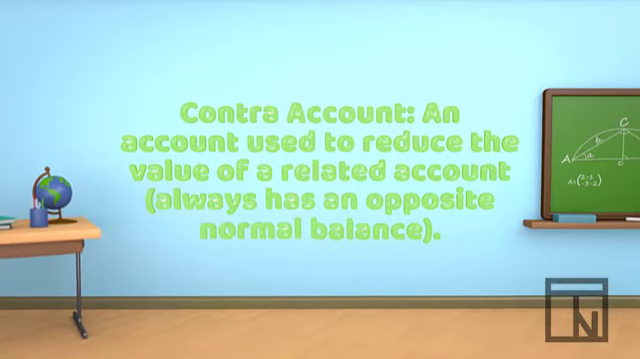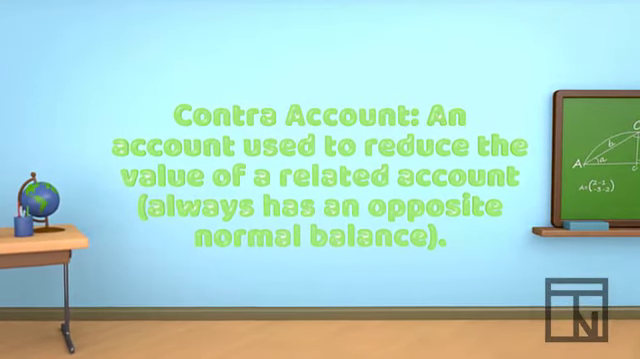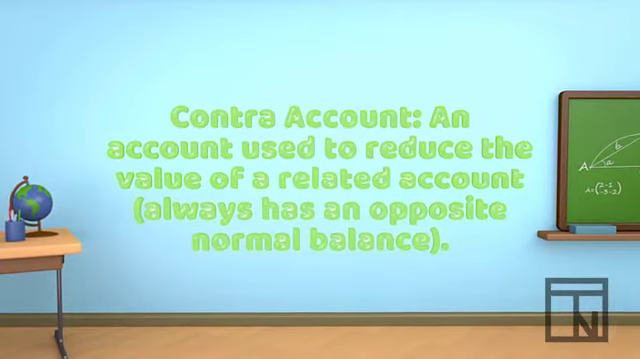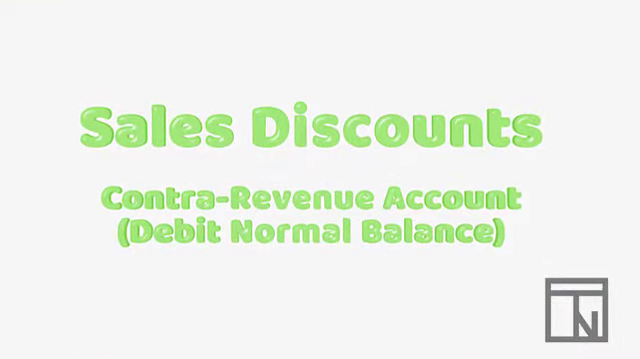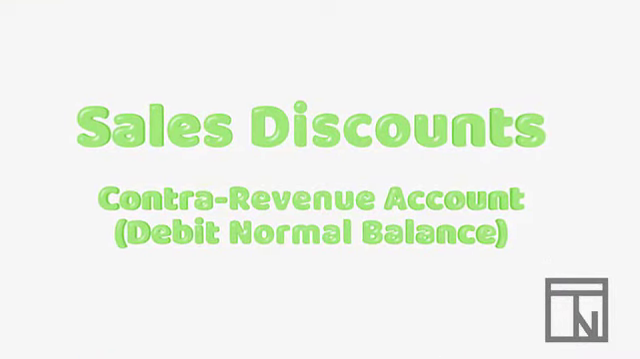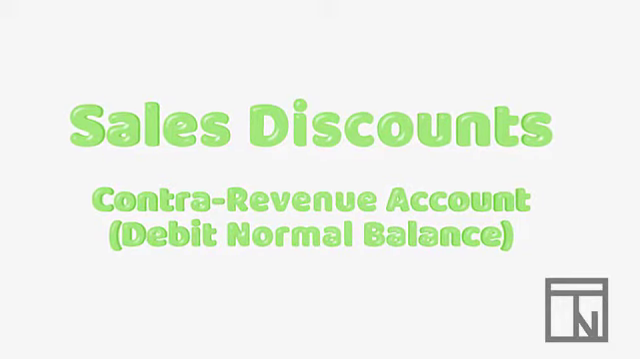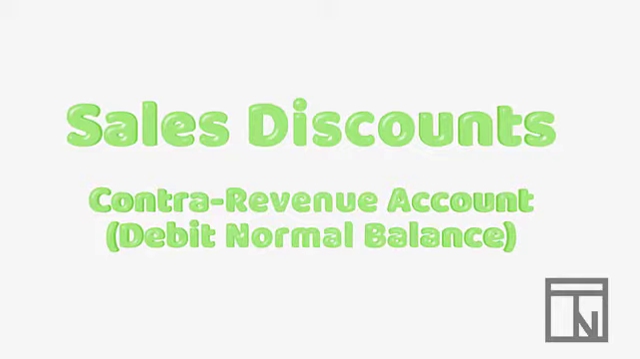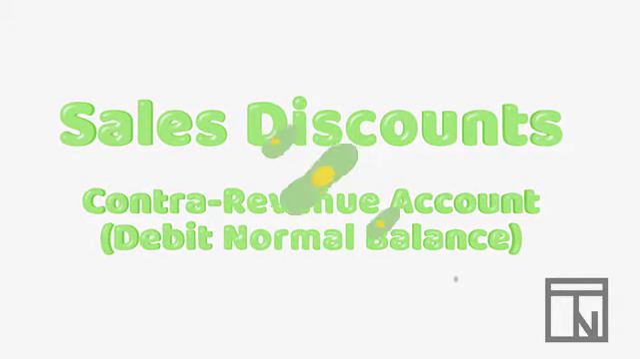Sales discounts is a special kind of account known as a contra account. A contra account is related to another account in the chart of accounts, but always has an opposite normal balance to reduce whatever account it is related to. In this case, sales discounts is a contra-revenue account. It is related to the revenue accounts, but instead of having a credit normal balance like sales, it has a debit normal balance. This makes sales discounts a negative always, which reduces sales.